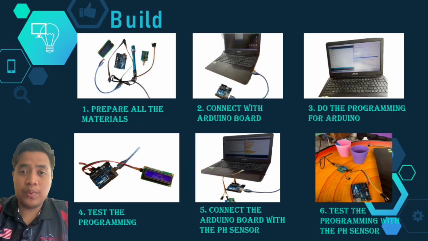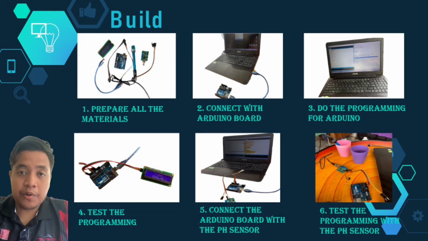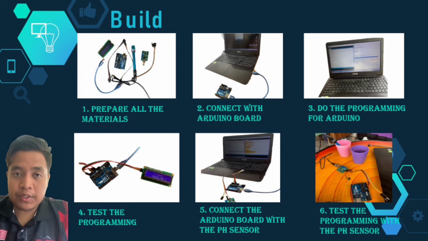Next, this is how we will construct our prototype. First and foremost, we prepare all of the items that we will need. The Arduino board was then linked to the laptop. Then, using the Arduino software, we create the code to see if the Arduino board is working properly. After we have set up all of the coding, the pH sensor was linked to the Arduino board. Finally, we test to ensure that all of the materials are working.